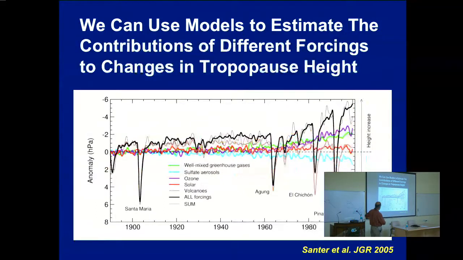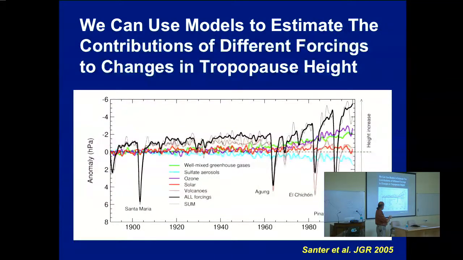Okay, so there's a green curve, which is the well-mixed greenhouse gases. If you look at the blue one, that's the sulfate aerosols. Sulfate aerosols are actually cooling the troposphere and warming the stratosphere, right? So they are leading to a decrease in tropopause height. Look at ozone, it's essentially an increase in tropopause height.